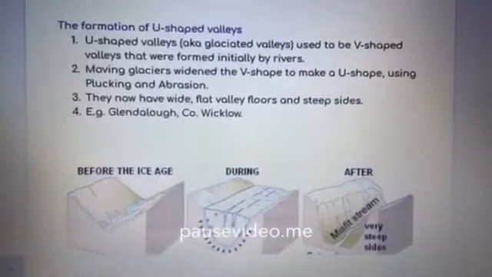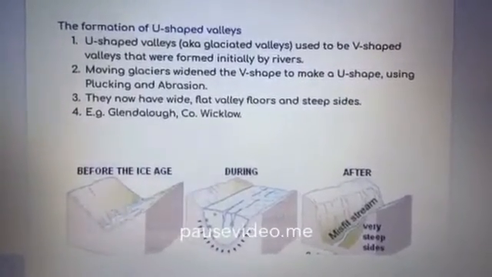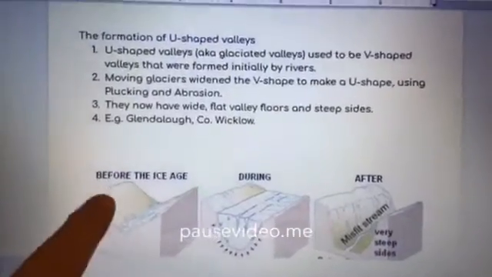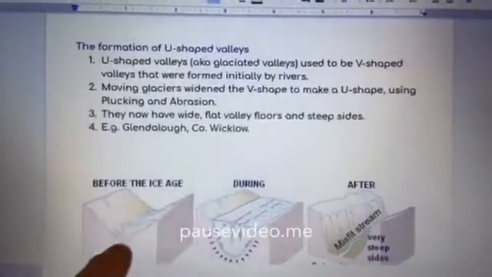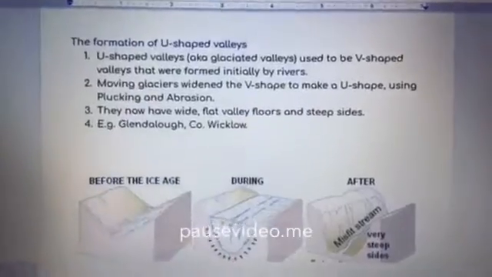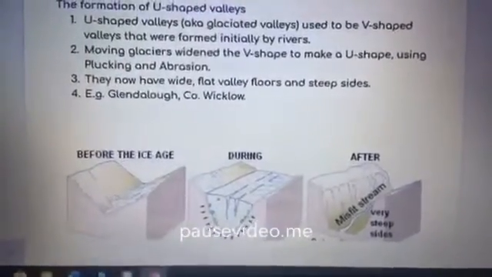They're also called glaciated valleys. They're very simply made. They used to be V-shaped valleys like here, and I taught you how rivers erode downwards and then mass movement occurs to cause these V-shaped valleys in the mountainside.